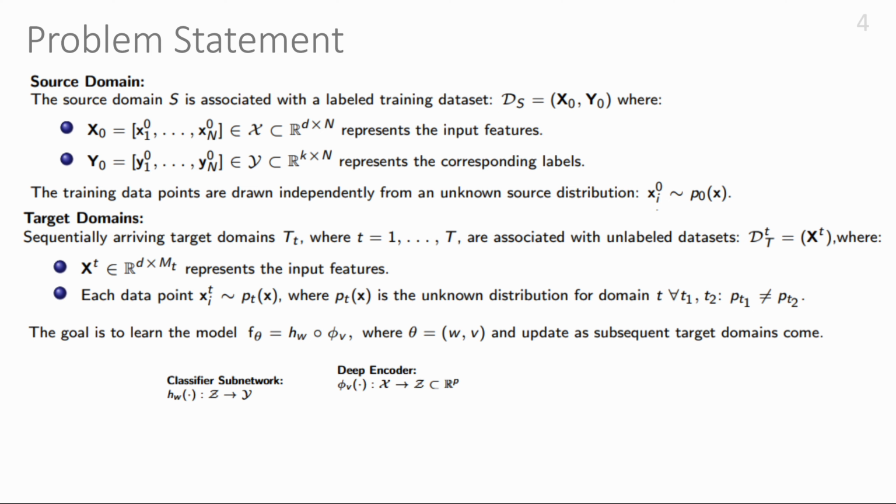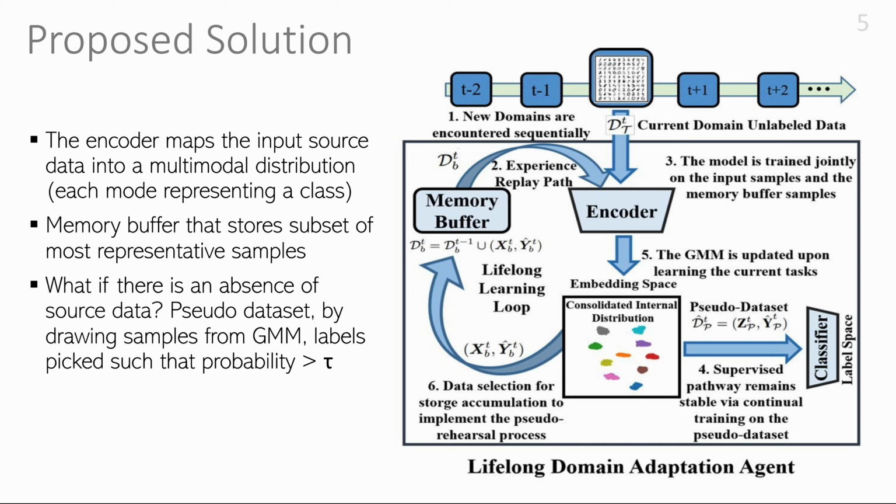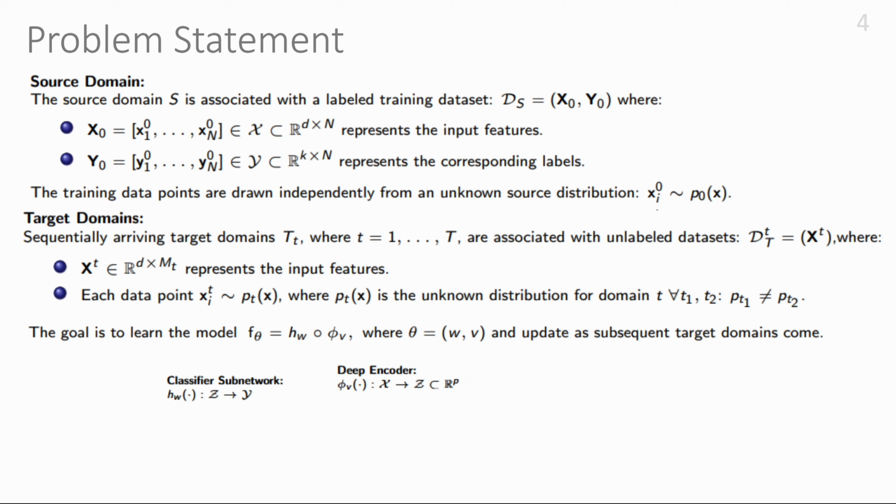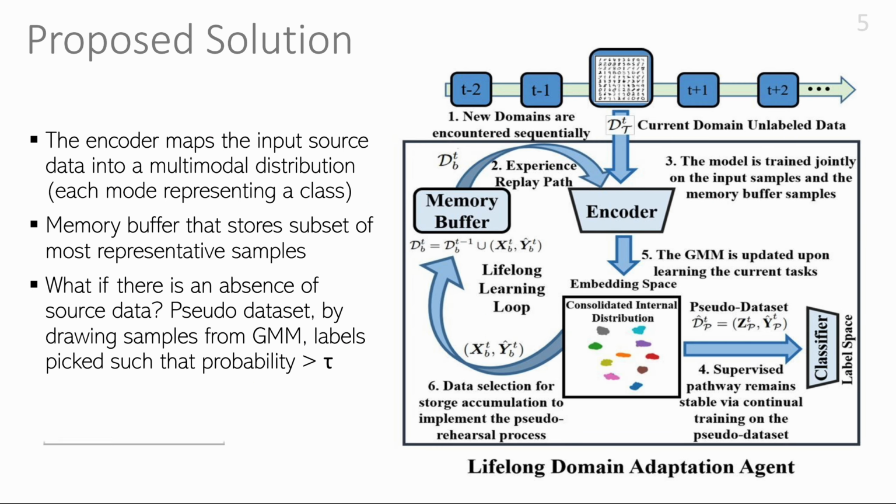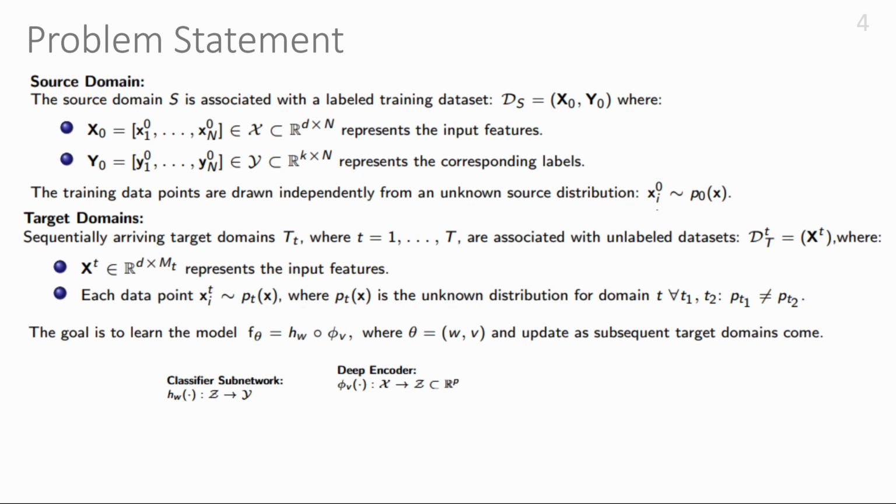So now the caveat. Although this has been used in UDA algorithms before, phi of P0 X0, that is the embedding of the source distribution, cannot be computed in this case.